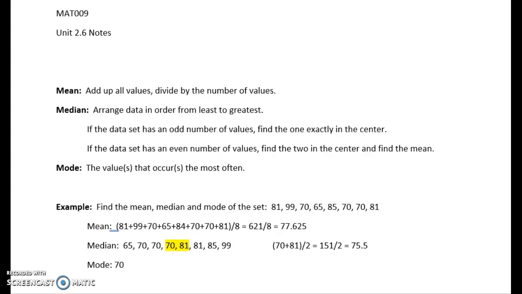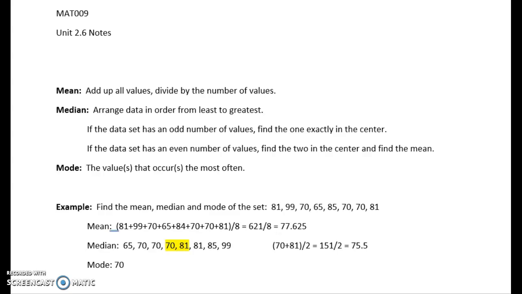Hi everyone, in this video I'm going to go over some of the main ideas from Unit 2.6. In this unit we talked about measures of central tendency, specifically mean, median, and mode. So let me just remind you about those definitions. You do need to know how to calculate the mean, the median, and the mode of a data set.